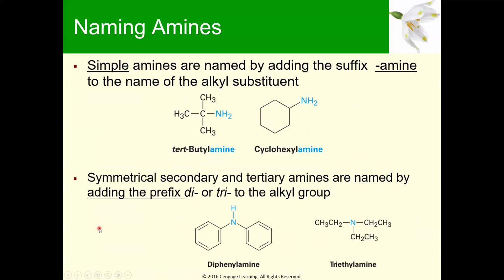Okay, so as before, we'll go through the introductory material such as naming. Simple amines are typically named by just throwing the suffix amine on the name of the alkyl substituent. So if the alkyl substituent is a tertiary butyl group, a tert-butyl group, or t-butyl group, you see that in different ways, you just say tert-butylamine. If it's a cyclohexyl group, you could just say cyclohexylamine.